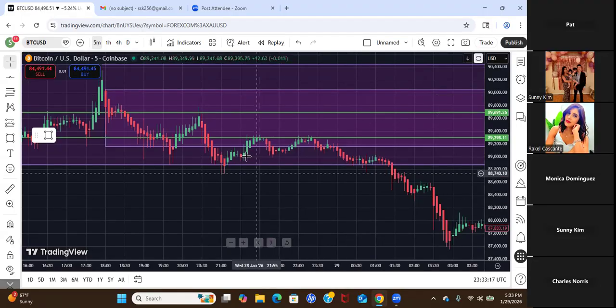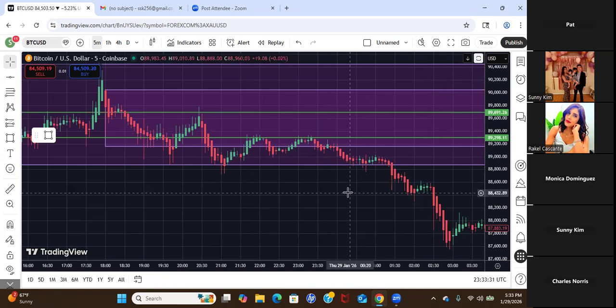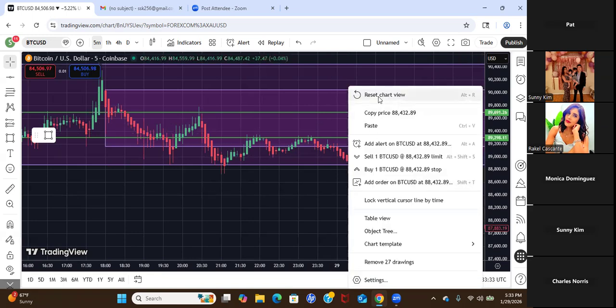And to get into that order, you wait for a candle confirmation, or as soon as it touches your green line? As soon as it touches your green line. Okay, that's how you enter. Awesome, thank you. No problem.